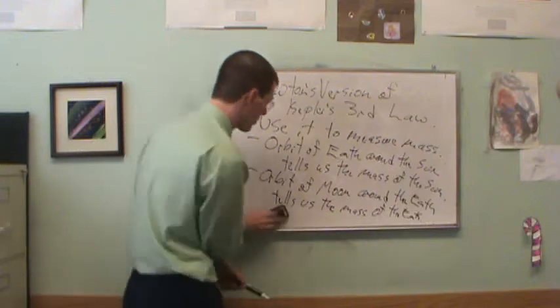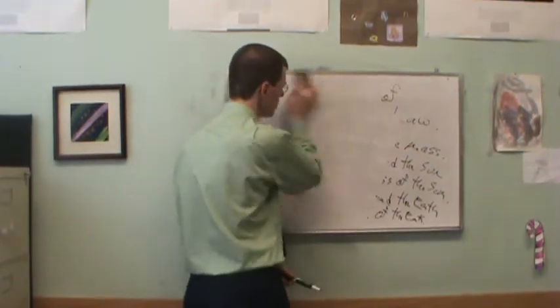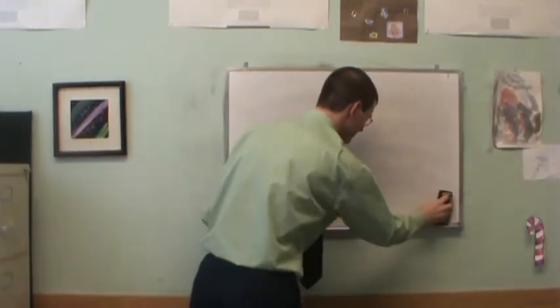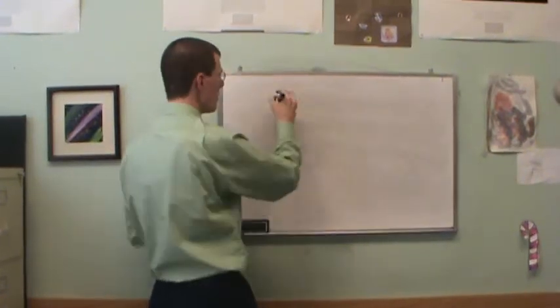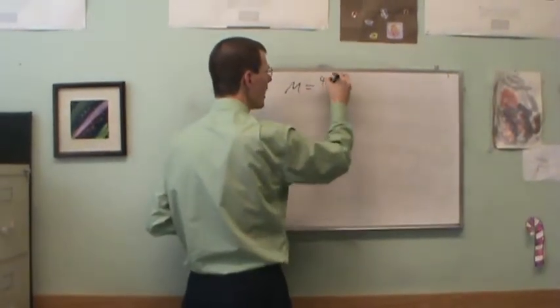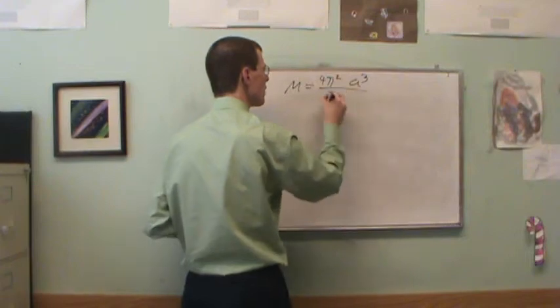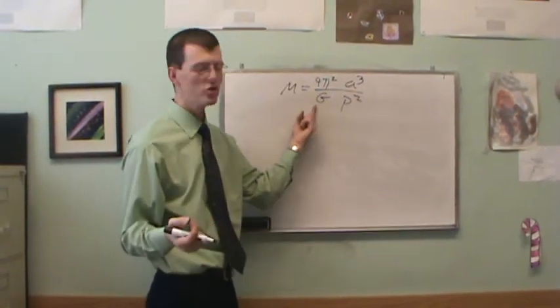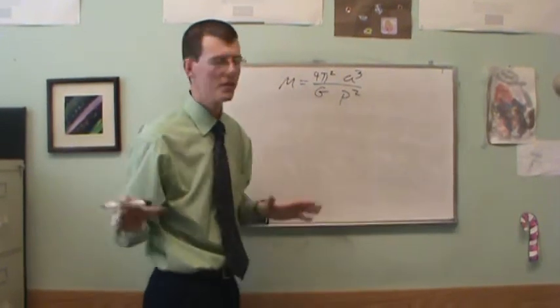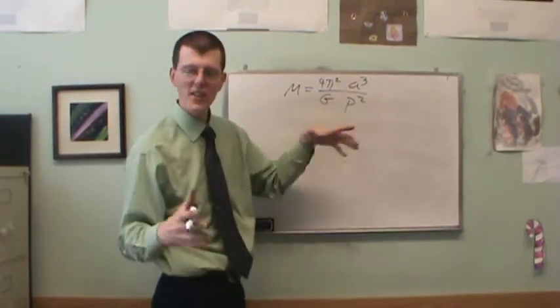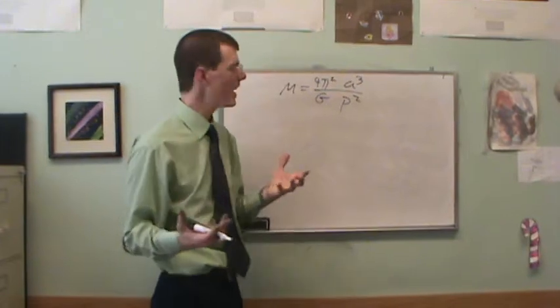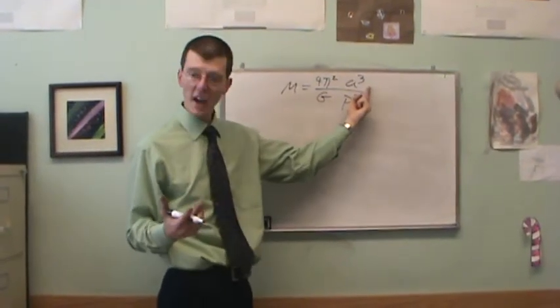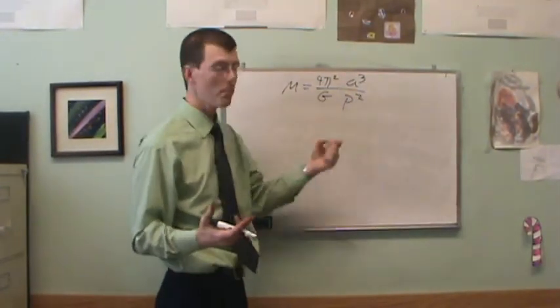Okay, we got to do a couple quick examples in order to see how we can do this mathematically. Let me again write it down. Mass equals 4 pi squared a cubed over G P squared. I want you to ignore the 4 pi squared and the G. Those are constants. We're not going to deal with those in detail here. But the a and the P, that's the engine of this equation. This says mass has to do with orbital size cubed and has to do with orbital period squared.